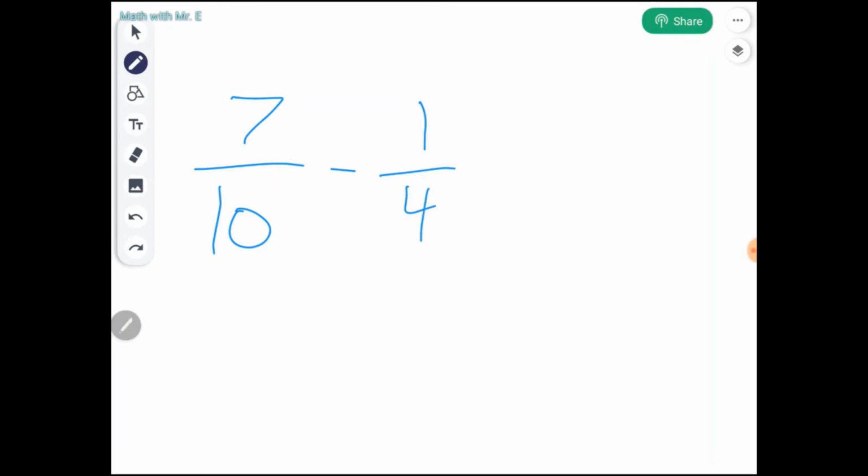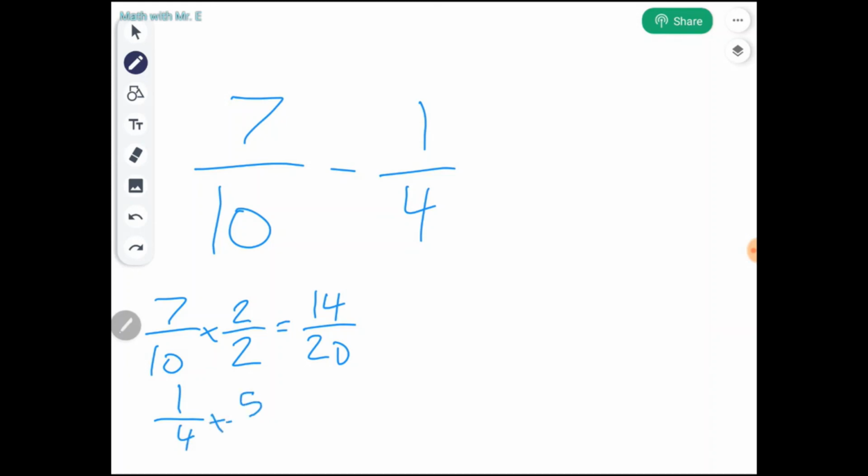1/4. Alright, so in order to do that one, we need to, again, find our least common denominator, which in this case will be 20. So we'll take 7/10, multiply numerator and denominator by 2 to get 14/20. We'll take 1/4, multiply by 5, and we get 5/20.